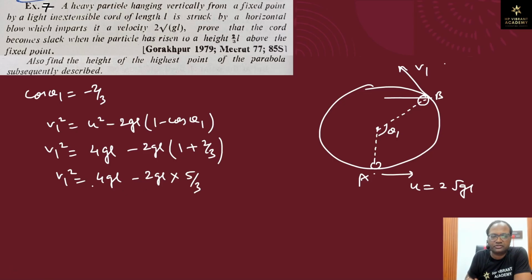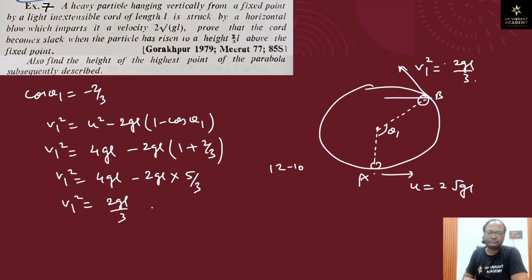into 5 upon 3. This is 4 threes are 12 minus 10. That means v1 square is equal to 12 minus 10, this is 2gl upon 3. So v1 square is given by 2gl upon 3, and v1 is equal to root under 2gl upon 3.